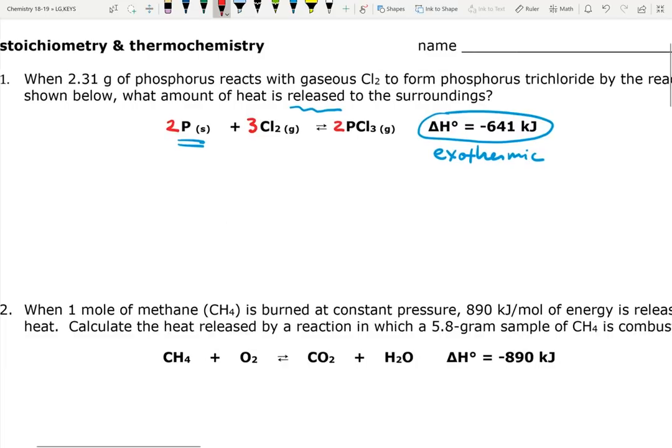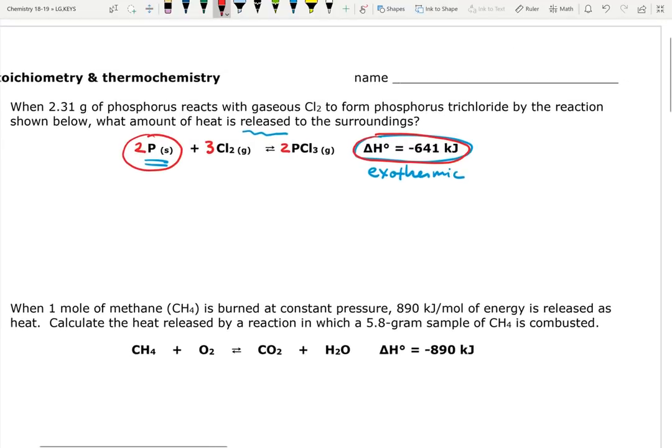So once I've balanced that equation, I've got a connection between the phosphorus that I'm starting with here and the heat that's being released over here. And that connection is like a mole to mole ratio, except here it's a moles to kilojoules ratio. Those two things put together tell me that for every 2 moles of phosphorus that react by this reaction, 641 kilojoules will be released. So for every 2 moles of phosphorus that I put in, 641 kilojoules will be released. And we keep the negative on there to show that it's a release or an exothermic reaction. So that's my ratio that might be valuable to me as I set this problem up and solve it. Let's go ahead and do that.